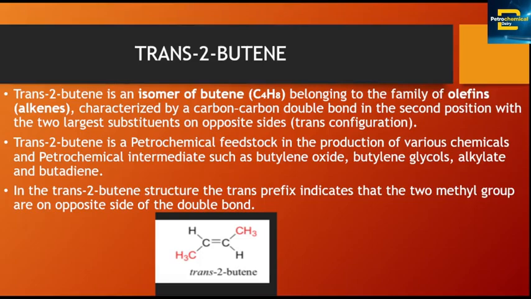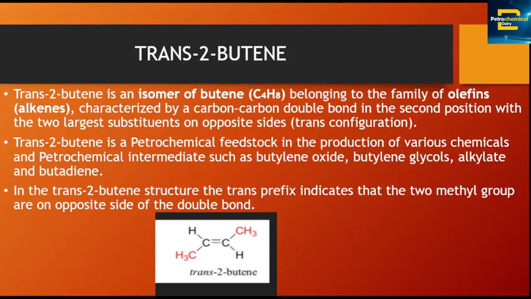Now if you look at the structure of trans-2-butene, you see that the trans prefix indicates that the two methyl groups are on opposite sides of the double bond.